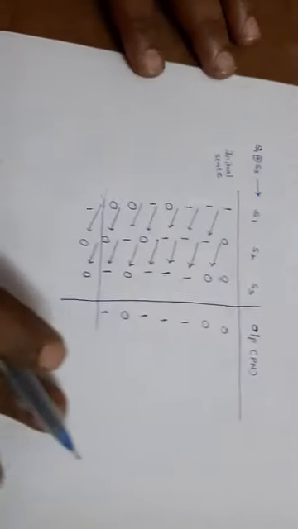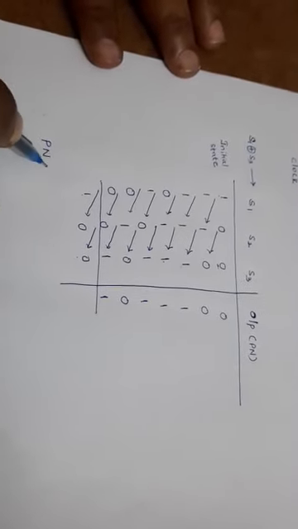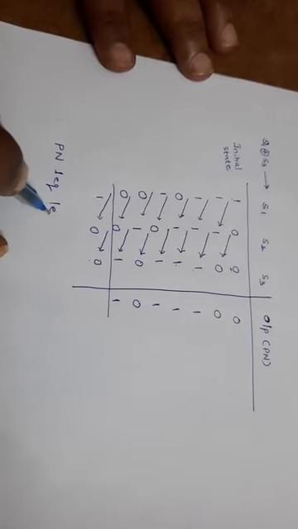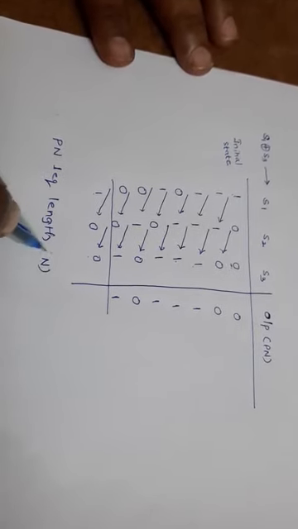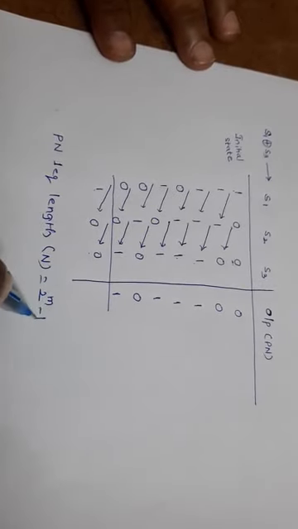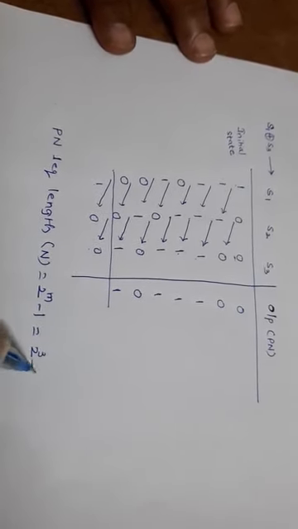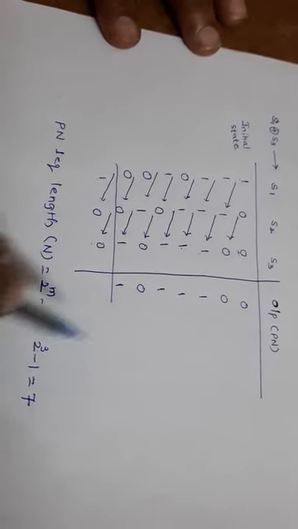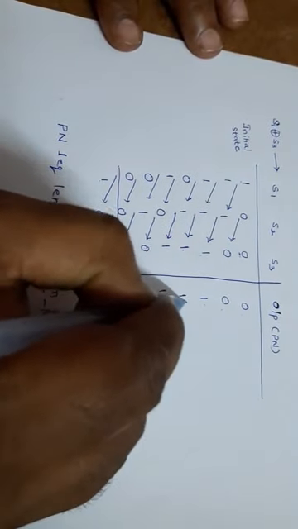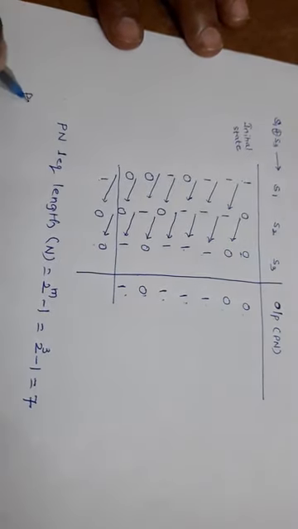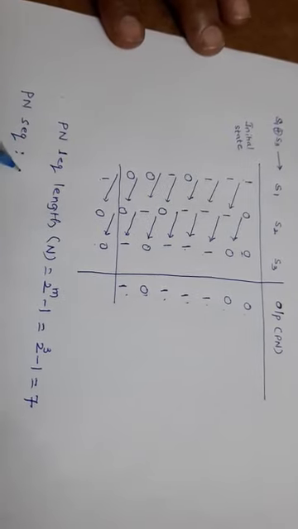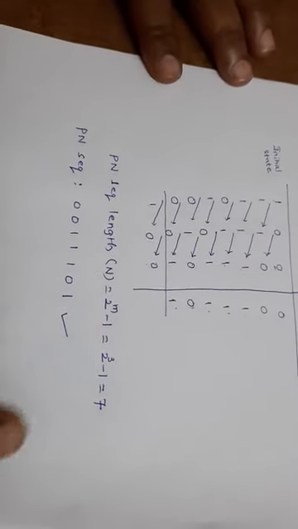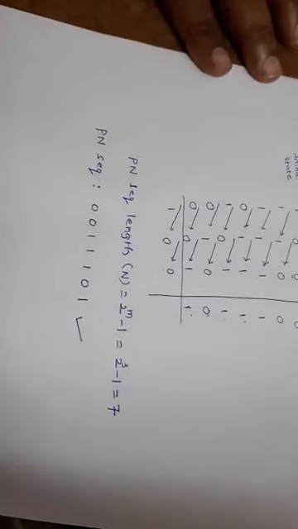If you count, how many flip-flops are we taking here? 3 flip-flops. The PN sequence length N is equal to 2 to the power of m minus 1, where the value of m is 3. 2 to the power of 3 minus 1 is equal to 7. The length of the PN sequence is 7. Now just count: 1, 2, 3, 4, 5, 6, 7. The PN sequence is 0, 0, 1, 1, 1, 0, 1. So this is my PN sequence. This is how we need to generate a pseudo noise sequence.